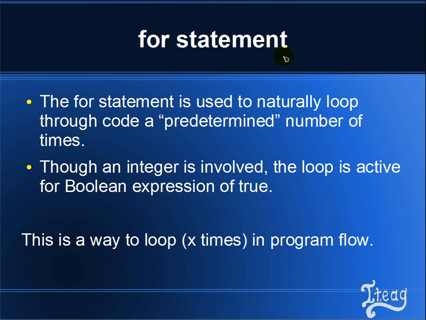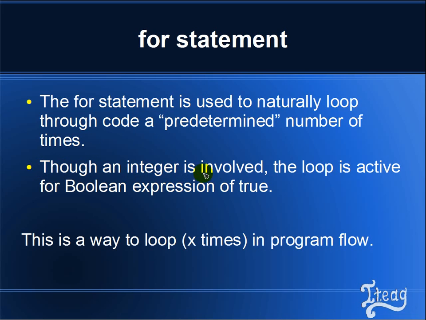All right, the for statement. The for statement is used to naturally loop through code a predetermined number of times. Now, why do I say naturally? Well, a for statement, when properly used, is supposed to go through a predetermined number of times. If you program it wrong, it will either not execute, or execute to infinity. So that's why it's a little bit more advanced than the while or do while, because you're using an integer.